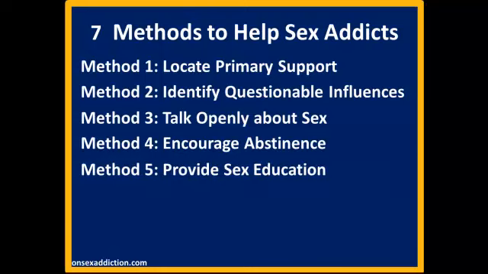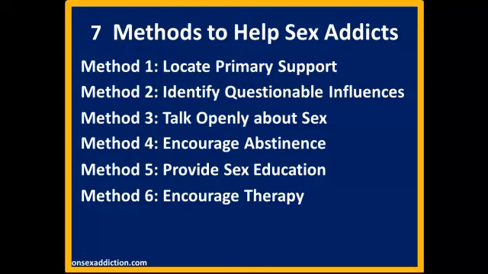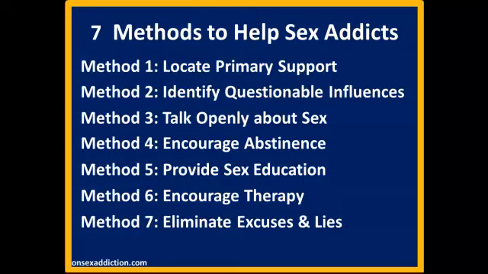Method 5 is to provide sex education. Help the addict to learn healthy human sexual behaviors, attitudes, and how to function as a healthy sexual being. Method 6 is to encourage therapy. Family and marital therapy will help rebuild broken relationships. And method 7 is to eliminate excuses and lies, and keep the excuses and lies from your sessions so that the addict learns to be completely honest with you and bring it to other areas of their lives.